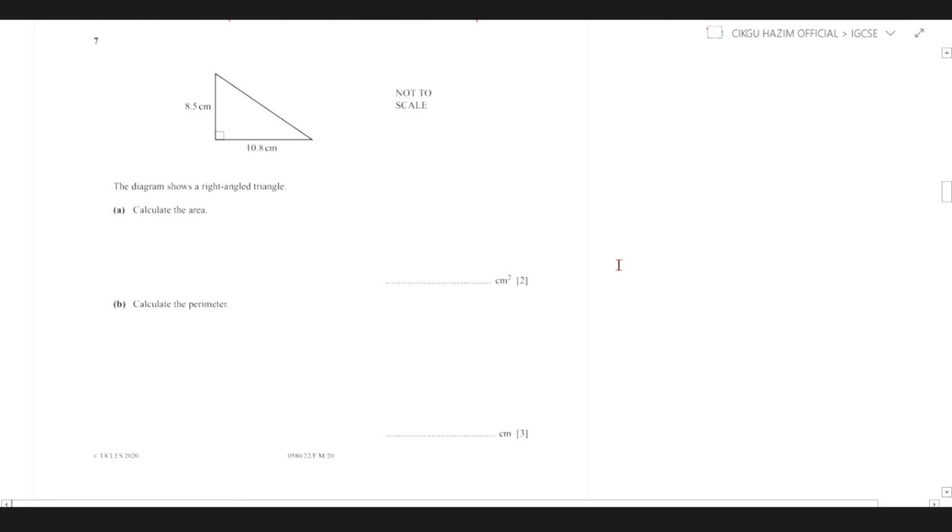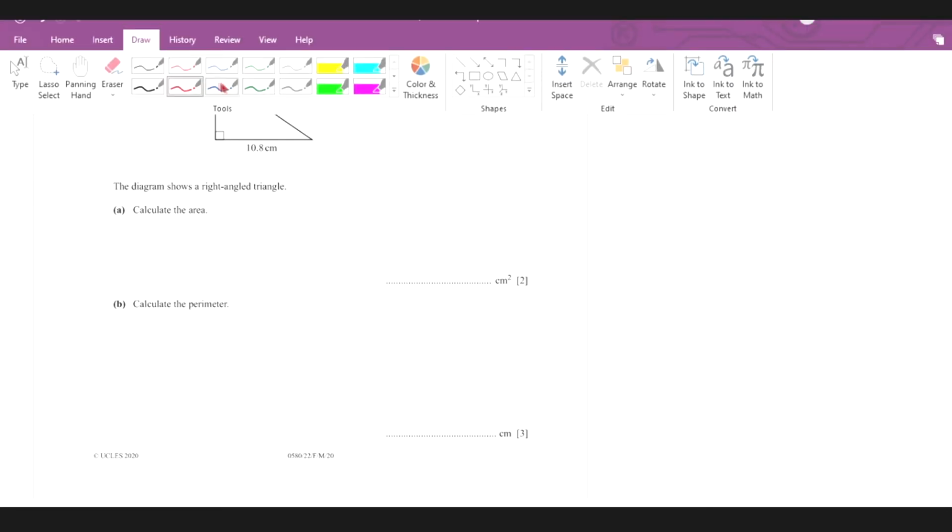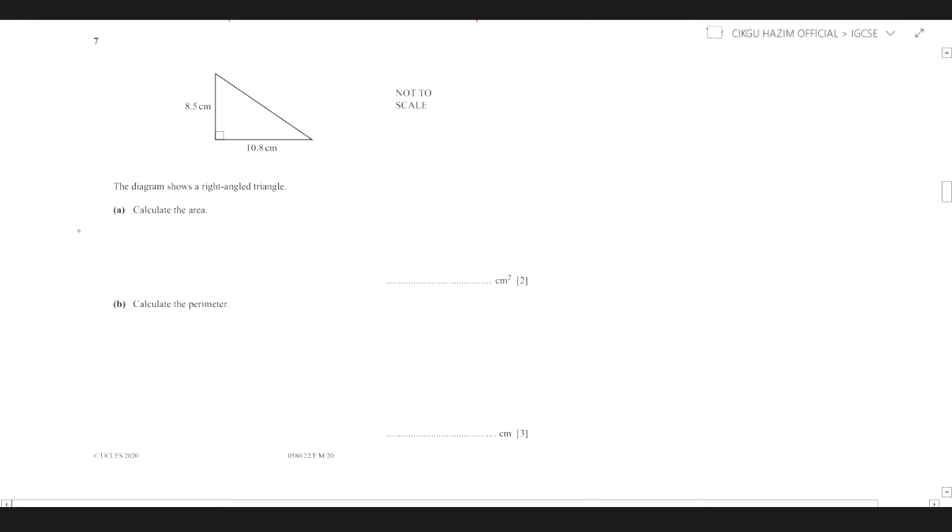Question number 7. The diagram shows a right angle triangle. Calculate the area. Whenever we have a right angle triangle, please always remember the formula of the area, which is: the area is going to be 1 over 2 multiplied by base multiplied by height length. Okay, so everything is already given, so it should be free marks for all of you guys here. 1 over 2 multiplied by 10.8 and multiply by 8.5.